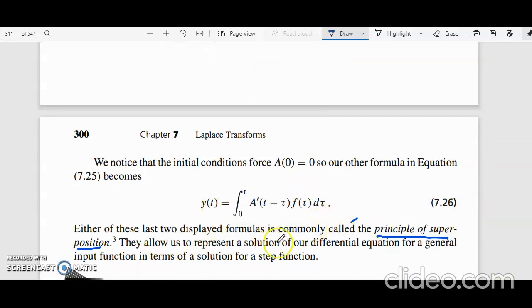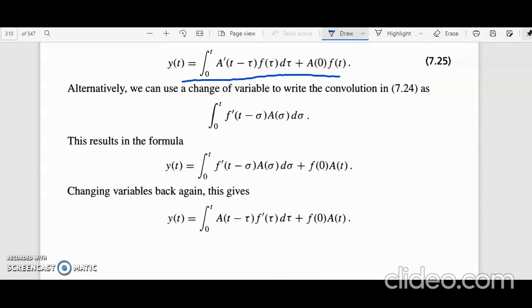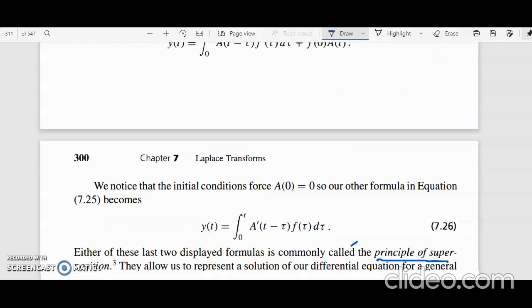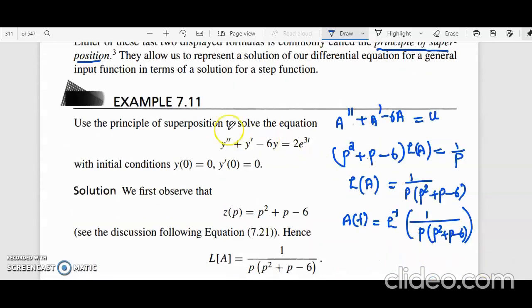Now this principle is called the principle of superposition. So first we will start with a unit step function on the right hand side. We will find the corresponding value a of t, and by substituting a of t we find the value of y of t. So if you look at this example, let us look at the example. Use the principle of superposition to solve the equation y double dash plus y dash minus 6y equal to 2 e raised to 3t with the initial condition y at 0 equal to 0 and y dash of 0 equal to 0.